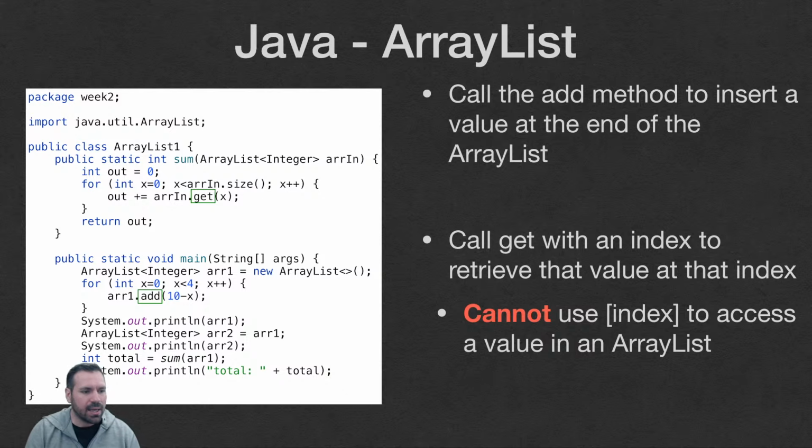Can you use .get with an index in it? Yeah. So that is what I'm doing here. I'm storing the indices in x. So when x is 0, I'm going to do .get of 0, and that's going to return the value at index 0 of this array list. Or when x is 1, I'm going to get the value at index 1, etc.